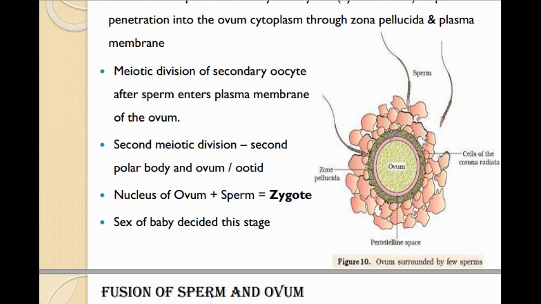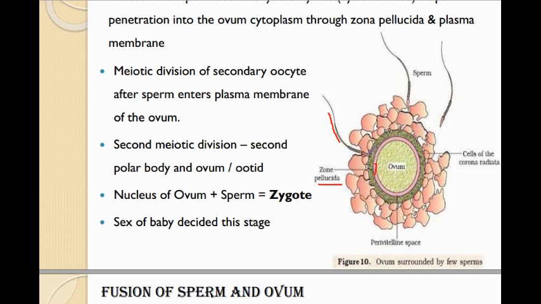First, during fertilization, what happens? The sperm, millions of sperm, get released and enter into the female reproductive structure through the cervix and uterus, and enter into the fallopian tube. And here only one sperm comes into contact with the zona pellucida. So this is the zona pellucida. What is the zona pellucida? It is the outer membrane of the ovum.